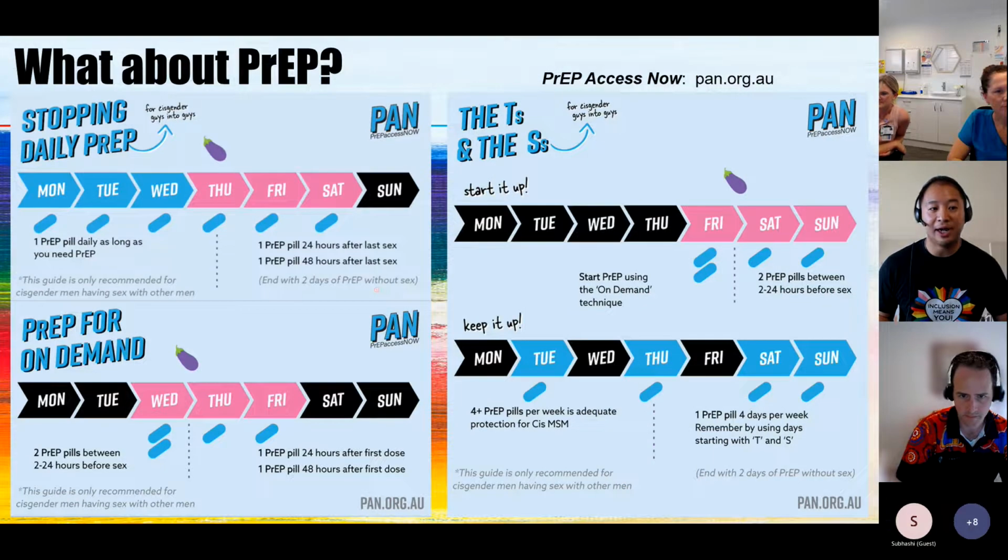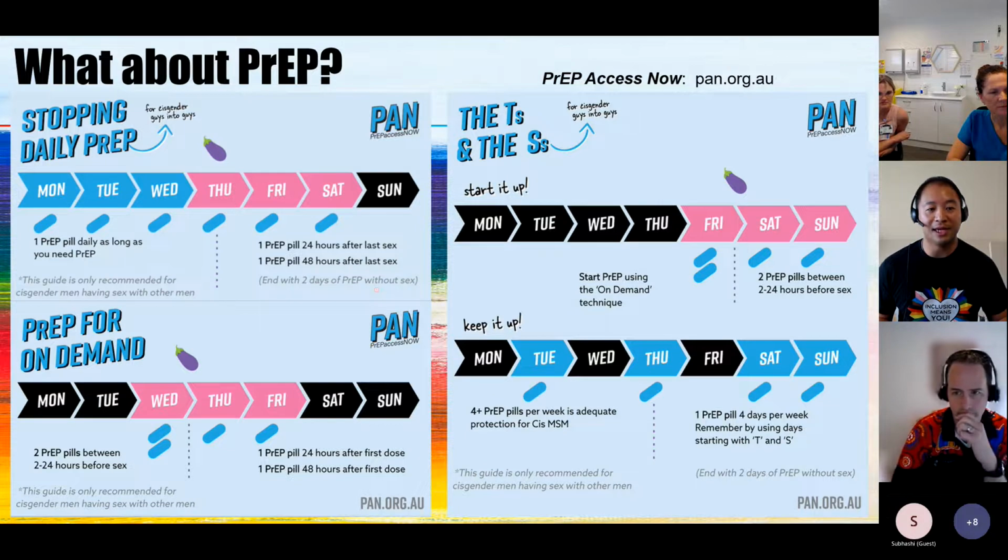So PrEP can be dosed in different ways. You can have it every single day, or you can do what's called on-demand PrEP, where you have 2 pills 2 to 24 hours prior to your sexual activity, and then continue on for 2 full days afterwards. Or you can even do your T's and S's, where you are dosing on the Tuesday, Thursday, Saturday, Sunday, because if you have at least 4 doses of PrEP per week, you have adequate protection. So this way you get about 95% protection, about low 90s protection for this way of using it. And for this way here, you're hovering around the low 90s to high 80s, etc. So yeah, giving PrEP is quite simple.